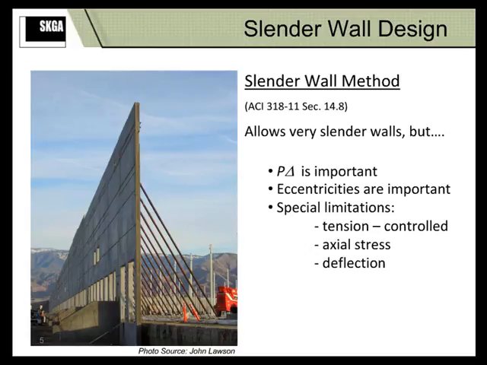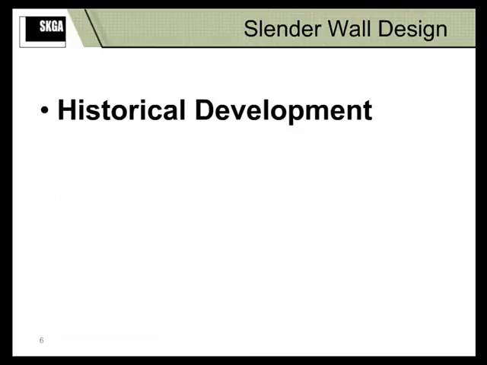Because it's so thin, a slight eccentric gravity load can cause a fair amount of moment in these and added deflections. So thus there's some very special limitations. For instance, they have to be tension controlled. We don't want to have any compression controlled members in these. They need to be very ductile and flexurally controlled members so that they would have a fair amount of deformation possible before they would begin to fail. The axial stress is limited for these, so they're not really heavy bearing walls necessarily, but carrying light roof structures typically. And the deflection is going to be very critical from a service level standpoint. So we'll be looking at these as we go.